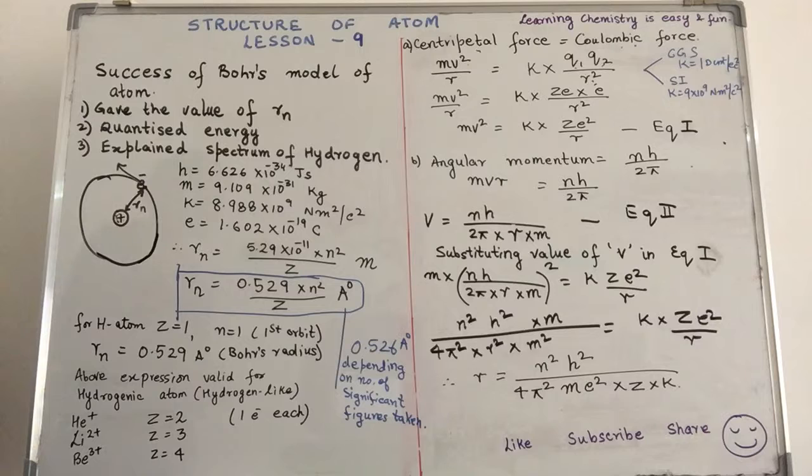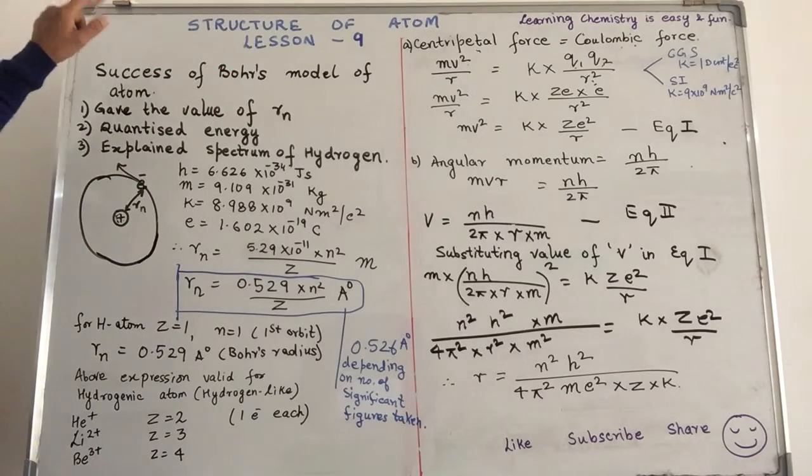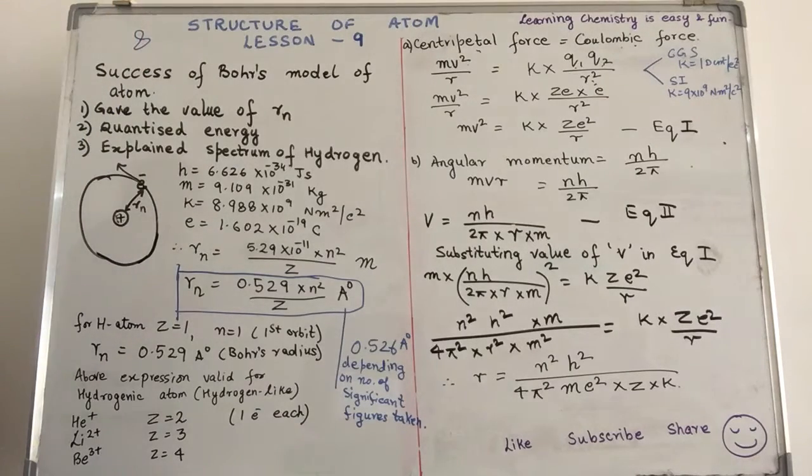As promised, this is a separate video dealing with the derivation of the radius of the orbit taken by an electron according to Bohr's model of the atom. In Lesson 8 we had discussed Bohr's model of the atom, and we had also tried to explain how Bohr tried to overcome the defects of Rutherford's model of the atom.